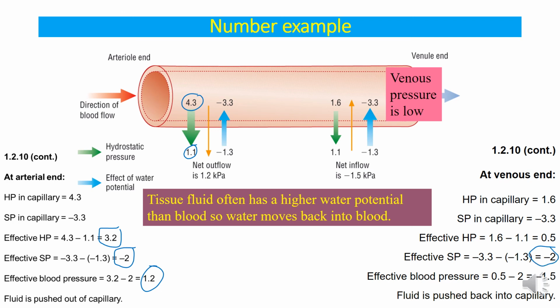But in this case, we've got a lot less pressure. So 1.6 here, 1.1 here. So we've only got a pressure of 0.5. So if we've still got an osmotic potential of minus 2, so an inwards movement of minus 2 and an outwards movement of 0.5, overall we're going to be going in by minus 1.5.